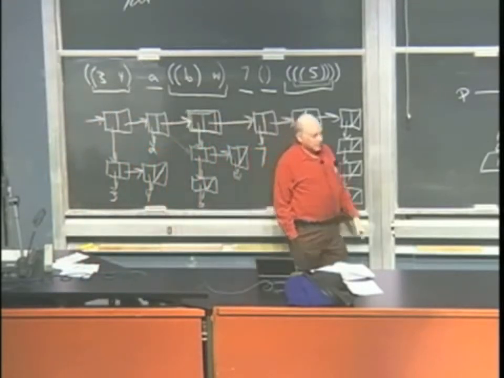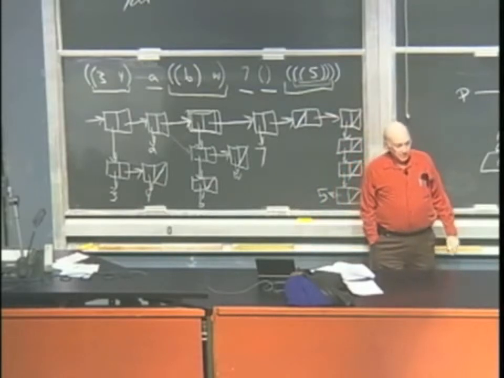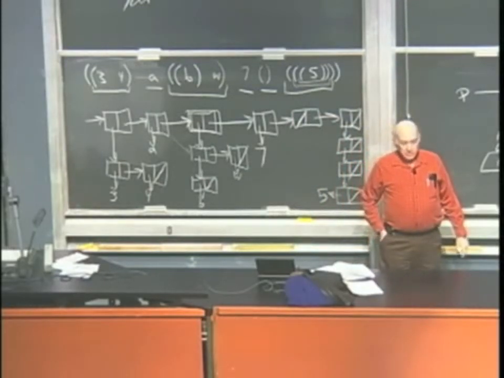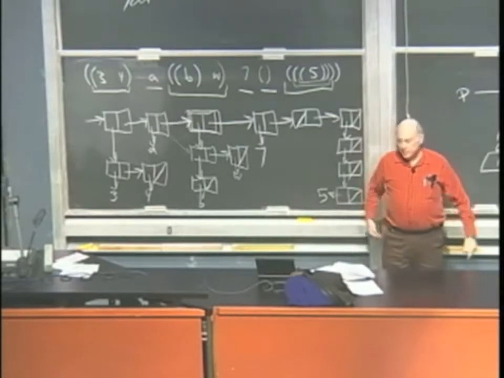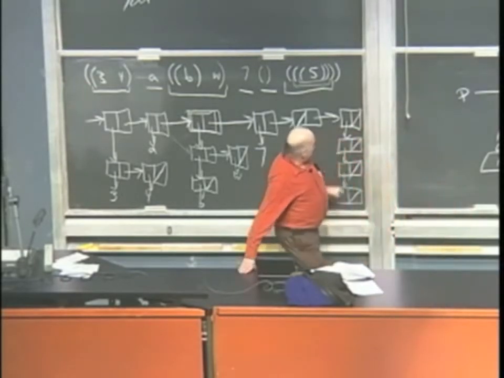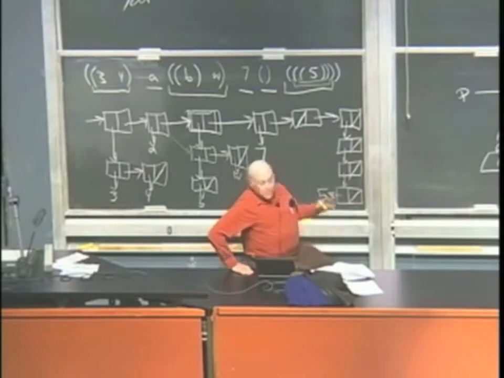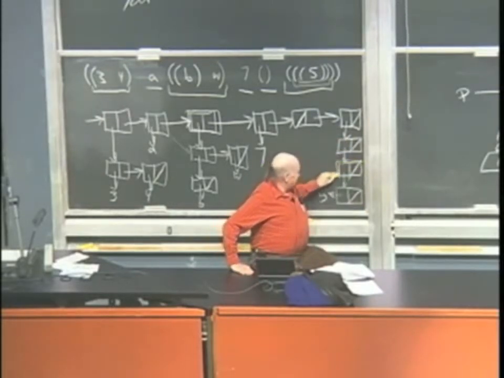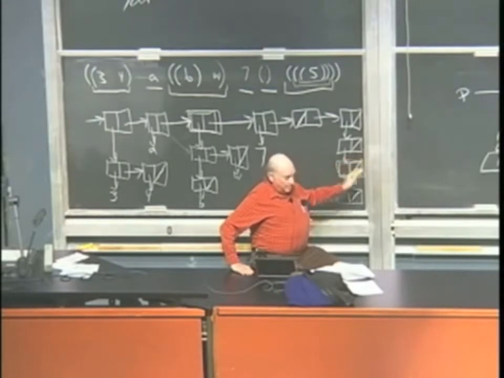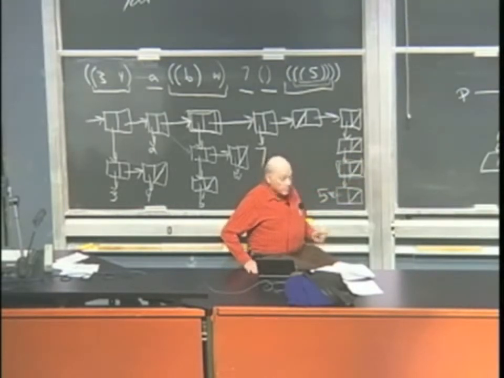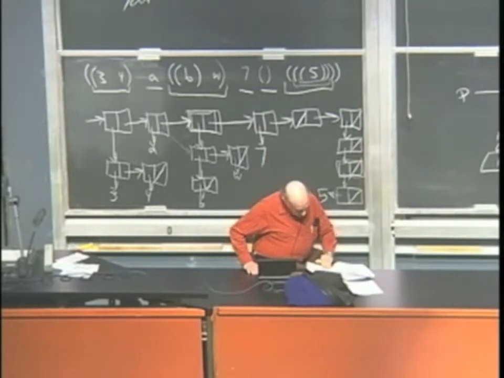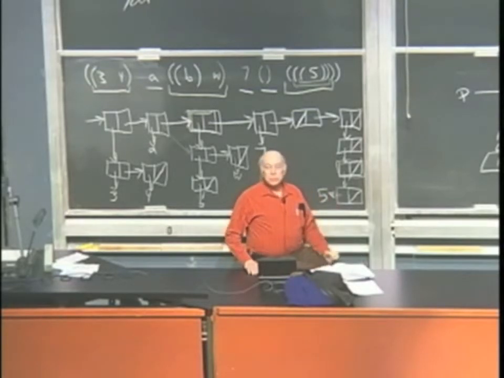Yeah? What if you're pointing to a box that has a slash on the right? There's no such thing as pointing to half of a box. This arrow points to this entire pair. Okay? Okay. What else? That's it. Okay, questions?